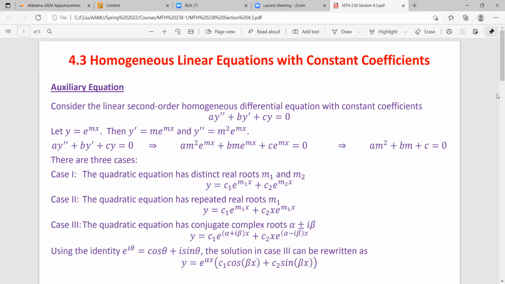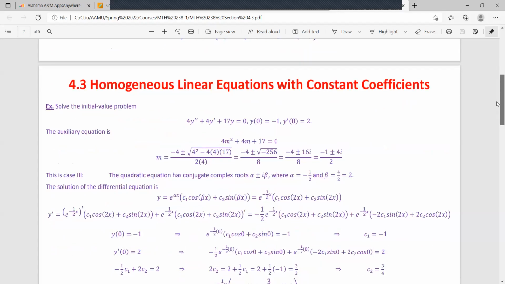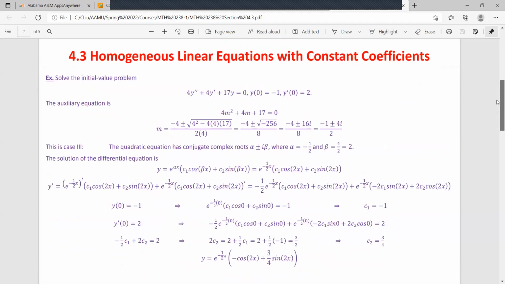Any questions? If not, let's just do some examples. Now we can actually solve a second-order differential equation with constant coefficients. So that covers every aspect of the second-order linear homogeneous differential equation with constant coefficients. We can solve those equations completely. There are three different cases.